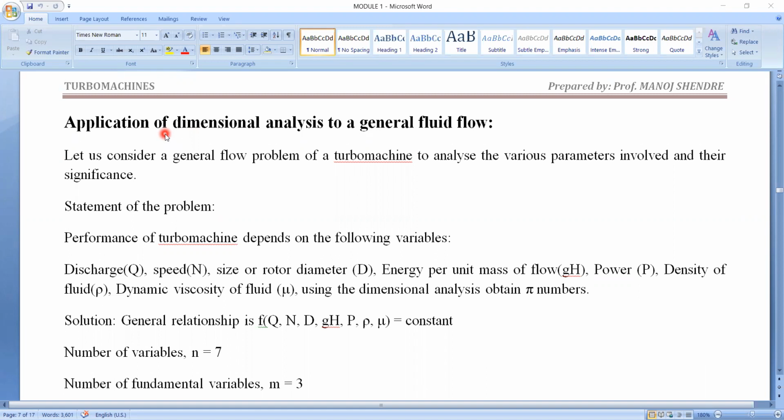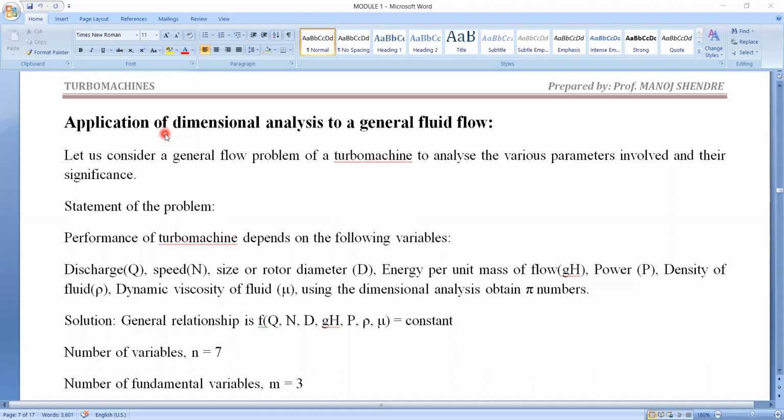In lecture number 1, we have seen the definition of turbo machines, the principal components of turbo machines, and the differences between positive displacement machine and the turbo machine. In the second lecture, we have seen the classification of turbo machines.